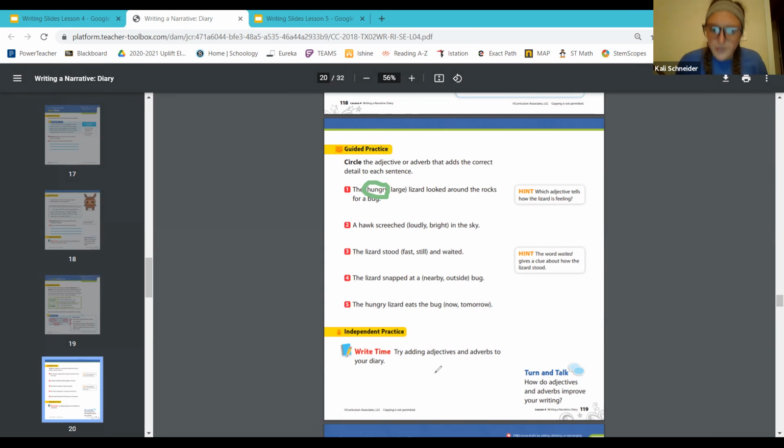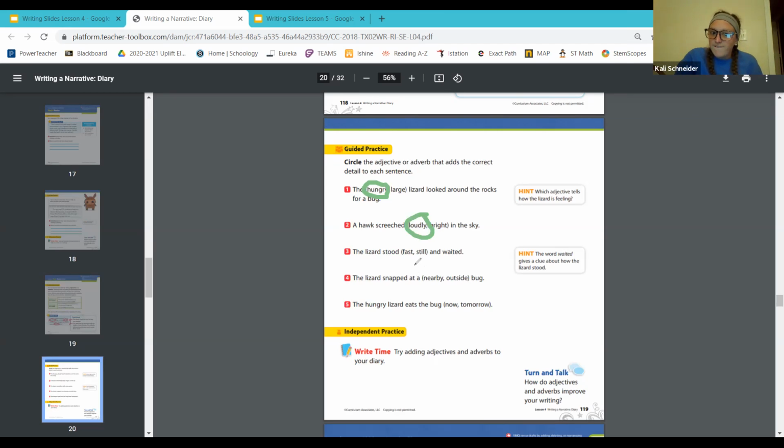The hawk screeched loudly in the sky. Or the hawk screeched bright in the sky. Well, a screech is a sound, right? So it doesn't make more sense to say bright. It makes more sense to pick loudly because I can picture that annoying screech in the sky right now. Ooh, man, I don't want to hear that. All right, let's go to number 3.